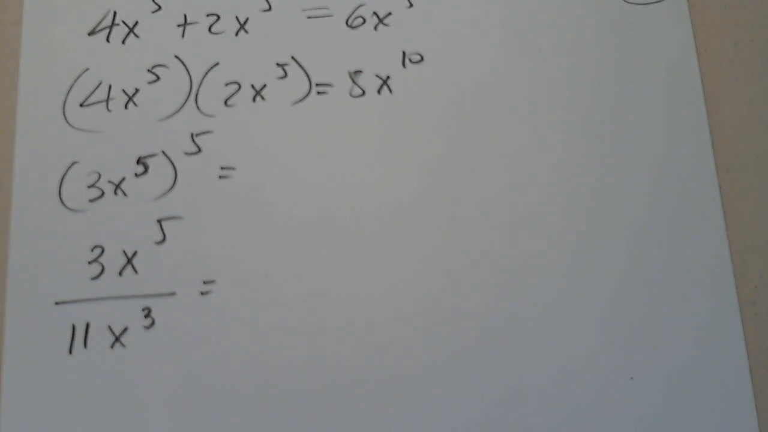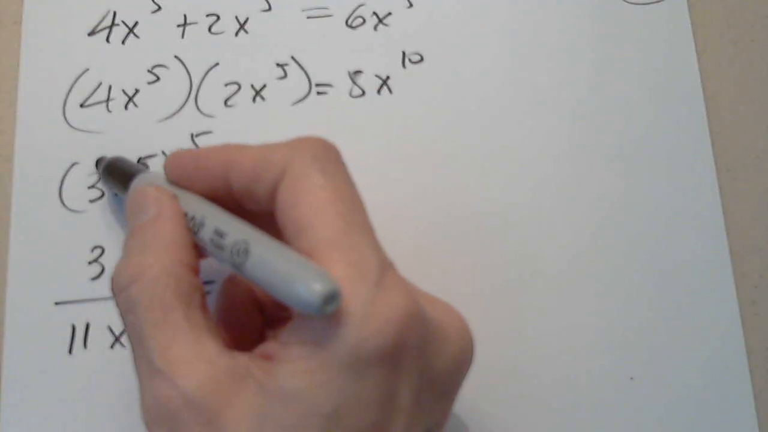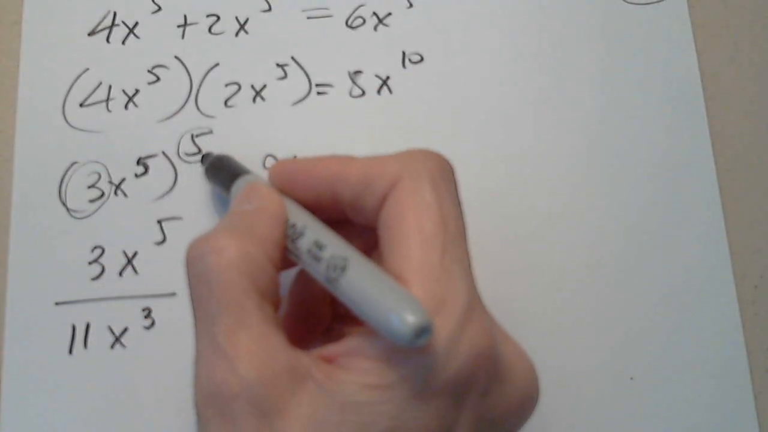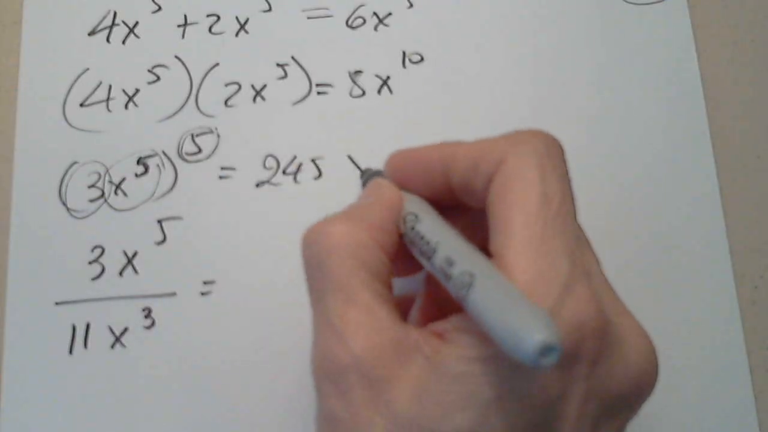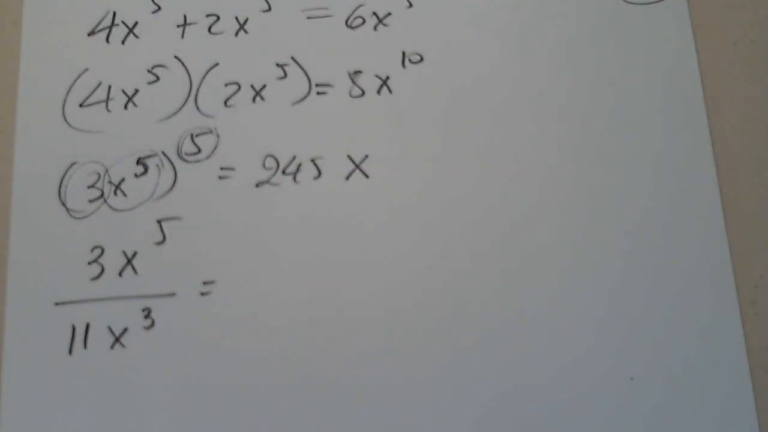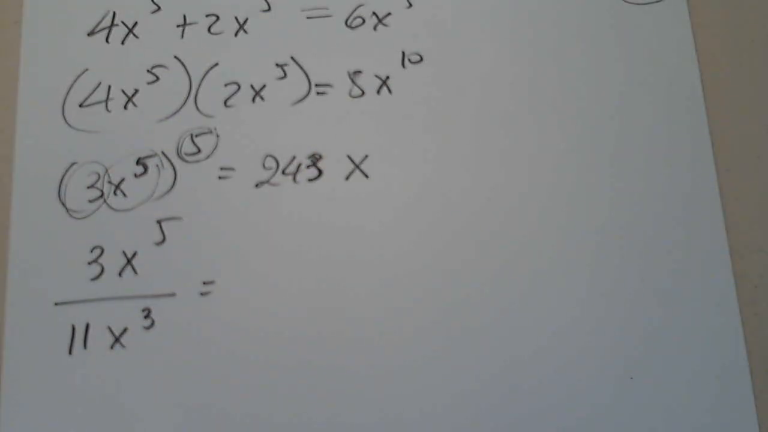I'll help with the number. 3 to the 5th is 243. So 3 has to be raised to the 5th power. Then x to the 5th has to be raised to the 5th power. Copy the base. Copy the base, and what happens with the exponents? Which rule applies here? Multiplication? Exactly. 25? Exactly.